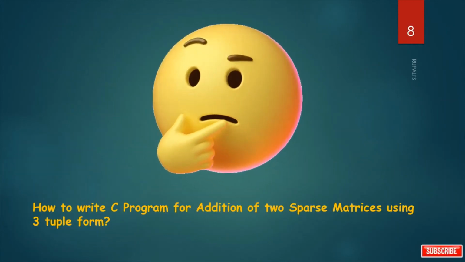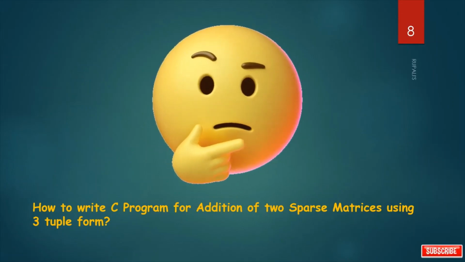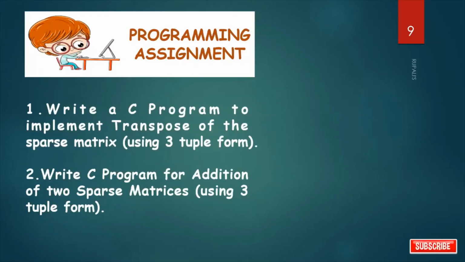Now think how to write a C program for addition of two sparse matrices using 3-tuple form. So this is your programming assignment. Write a C program to implement transpose of the sparse matrix using 3-tuple form. Our second assignment is to write a C program for addition of two sparse matrices using 3-tuple form.